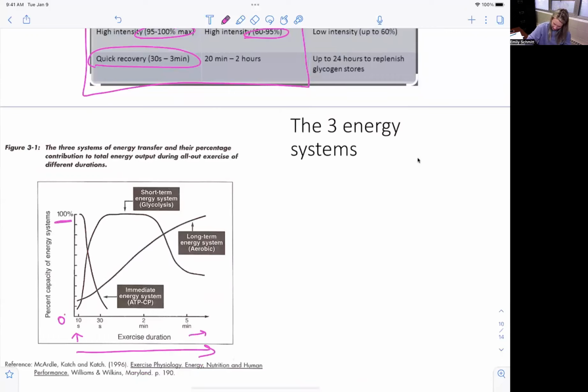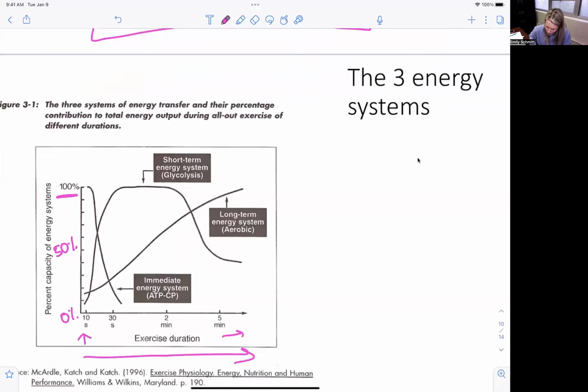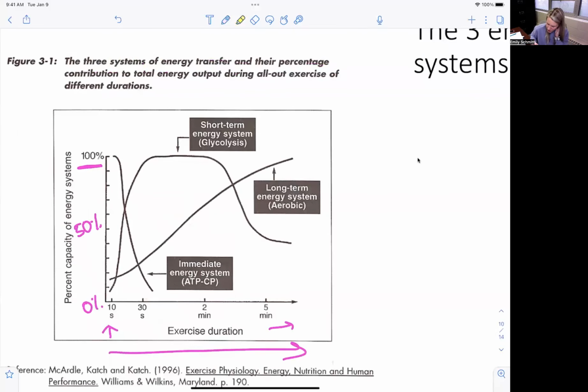We know down here is about 0%, and then obviously halfway between that would be 50%. So really pay attention to this graph because you'll see this again. For our immediate energy system, the first system we're talking about with anaerobic exercise, we know that it's an all-out effort, but you can't keep that all-out effort for very long. So less than 30 seconds.